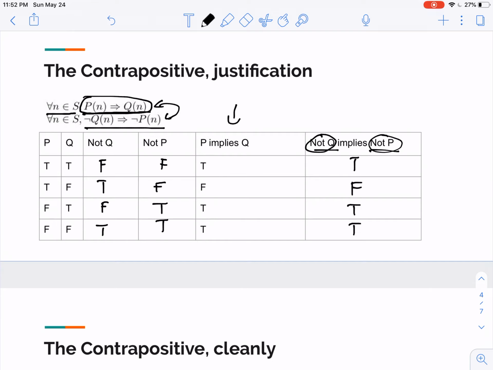What we see here is that P implies Q and not Q implies not P have literally the same truth values. As binary operations, they give the exact same values. So if we're trying to prove that this binary operation always evaluates to true, we might as well just prove that this one always evaluates to true, and that's the exact same thing. So that's what the contrapositive gives us. It allows us, instead of proving P implies Q, to prove not Q implies not P.